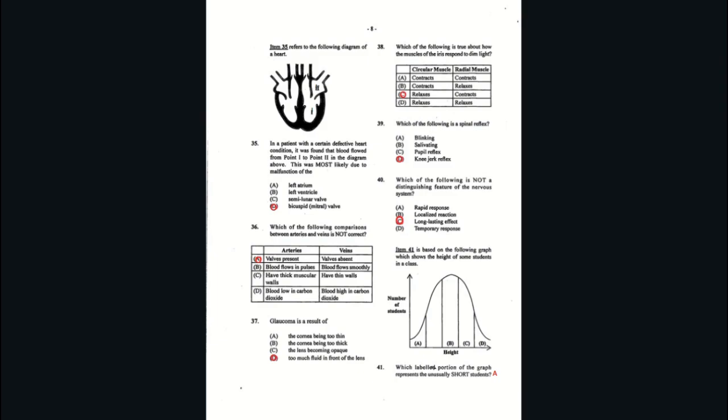Alright, so I think this is the last one, right? Okay, so number 35. In a patient with a certain defective heart condition, it was found that blood flowed from point 1 to point 2 in the diagram above. This was most likely due to the malfunction of the bicuspid valve, or mitral valve. Let's just call it the mitral valve, right?